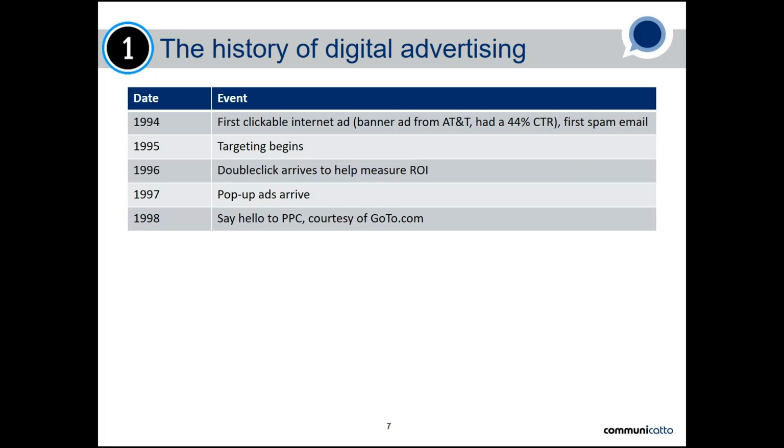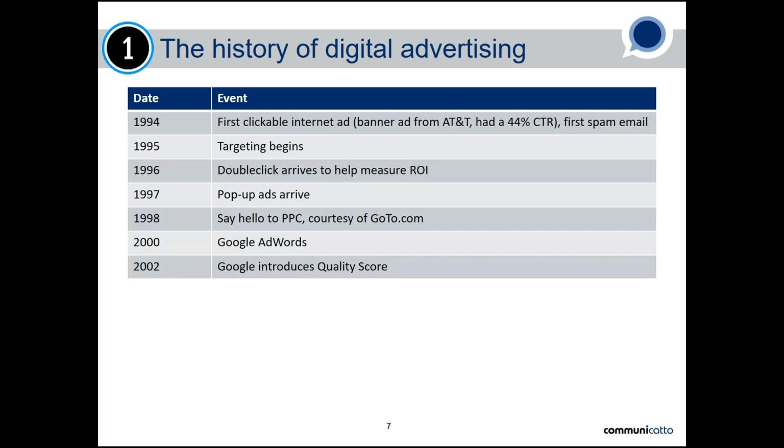In 1998, we say hello to PPC, which is pay-per-click advertising, courtesy of, oh, nope, that's not Google. Google didn't invent it. Essentially a website, goto.com, was the first pay-per-click company to hit the ground. But not far behind on its heels was Google AdWords back in 2000, a whole 18 years ago. A couple years later, Google introduces the notion of quality score, which is quite interesting. I will touch on it later on, but it changed the way in which digital advertising was done when it came to search. It wasn't just who had the deepest pockets. It was who was providing more meaningful advertising.